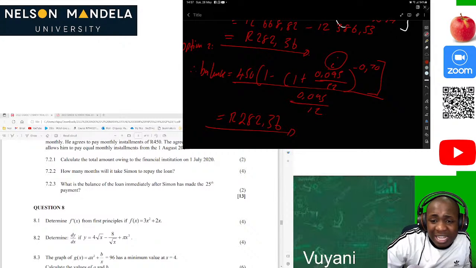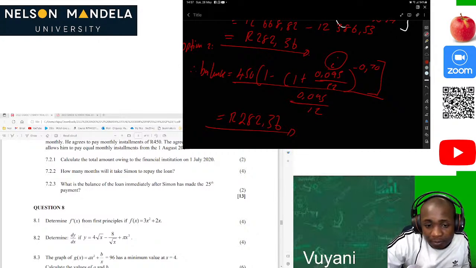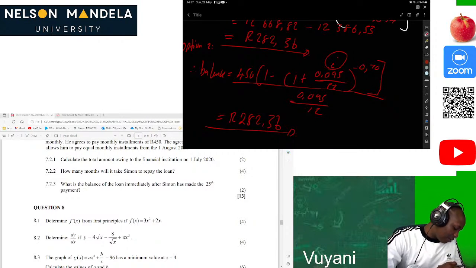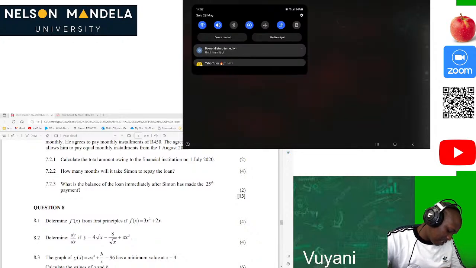Why can't I see that part? Yes, so we are done with financial maths. Are you guys all happy? Yes, so we can proceed right now. We can definitely proceed now.